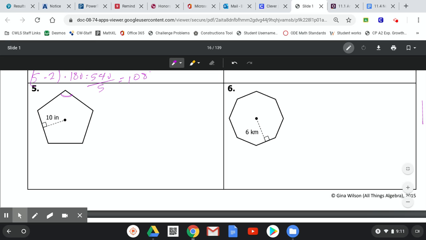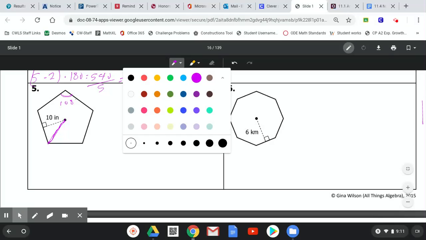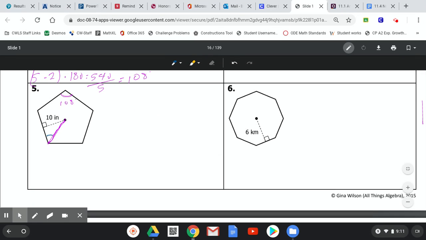So 108 is that degree measure. Now, if we extend and make a radius here, we know that this angle over here is going to be 54 degrees. How do we find that? 108 divided by 2 gives us 54. That's the angle in the triangle that we want, okay?